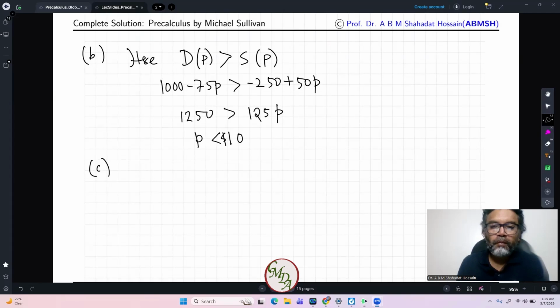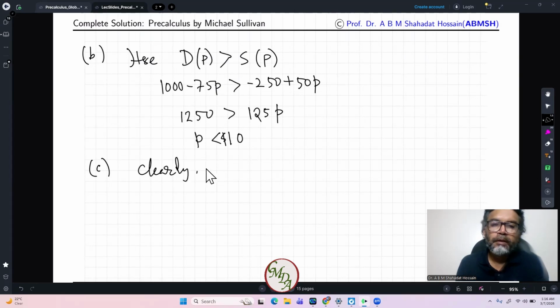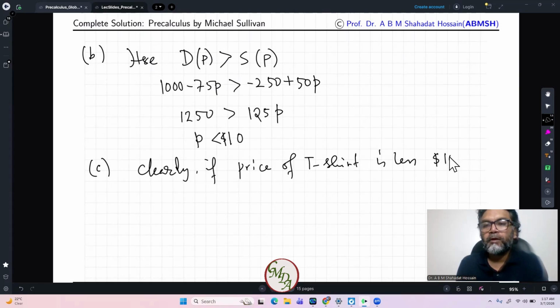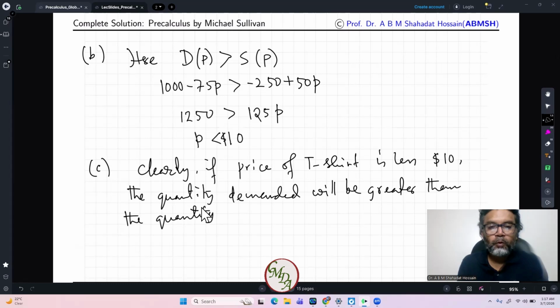So here, clearly you can write: if the price of the t-shirt is less than $10, then the quantity demanded will be greater than the quantity supplied.